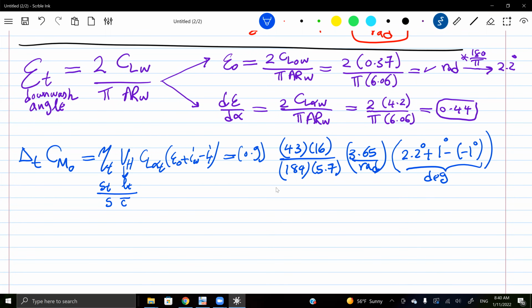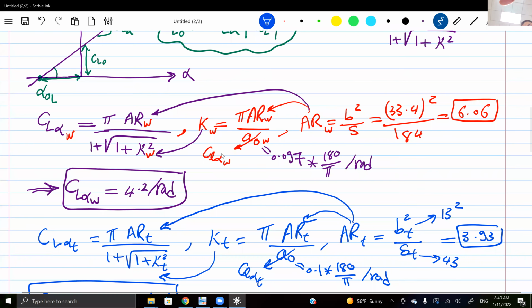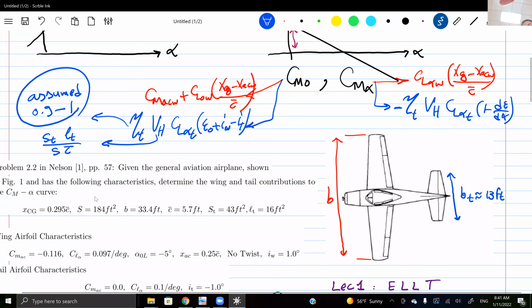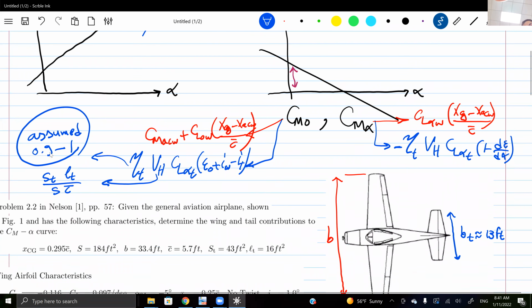Professor? Yes, please. Can you just quickly go over how you found the eta sub t term? I just missed that part. No, you didn't miss it actually. Eta sub t is not given, and we typically assume it in the range between 0.9 to 1. So this is assumed here. In this problem, I assumed it to be 0.9. If it's not given, I'm going to assume it in this range.